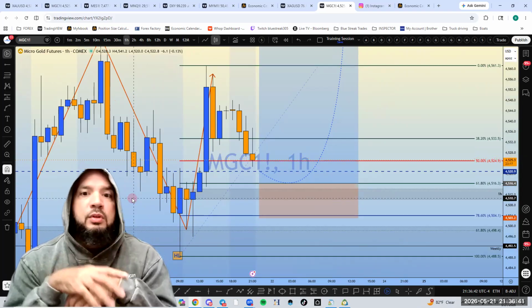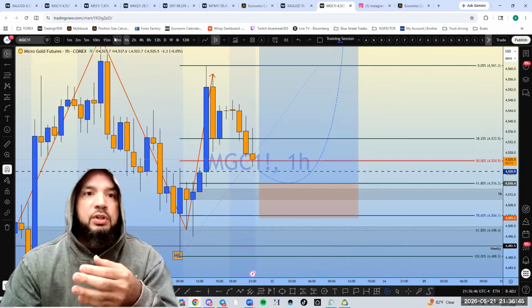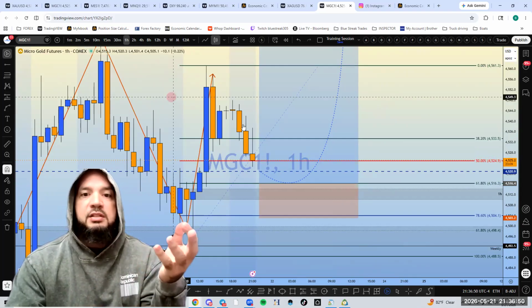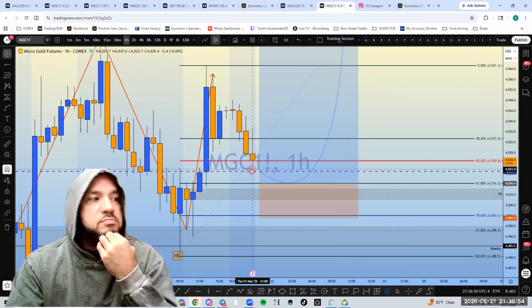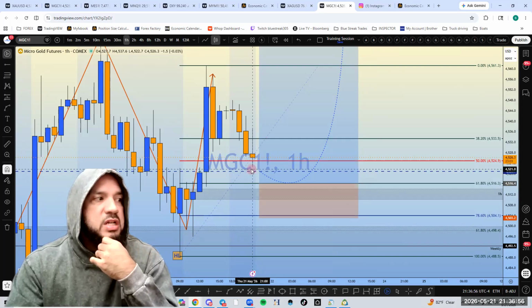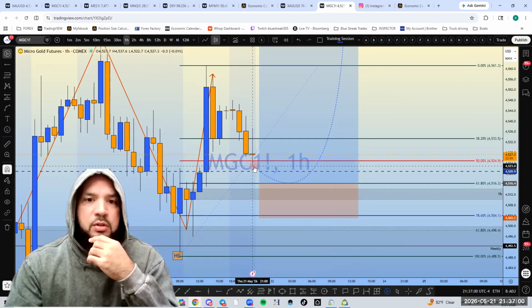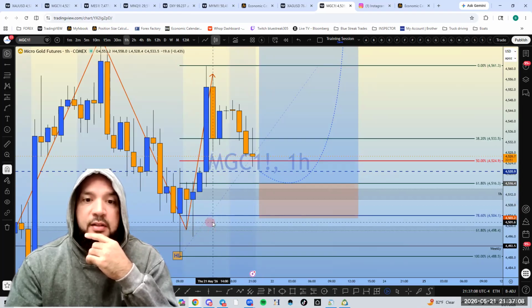Now, if it does decide to use that as the entry, what do you guys think I should do if it decides to use this higher level as an entry? Wait, repeat that. What do you guys think I should do if the market decides to use this higher level as the entry? Higher level or lower level?